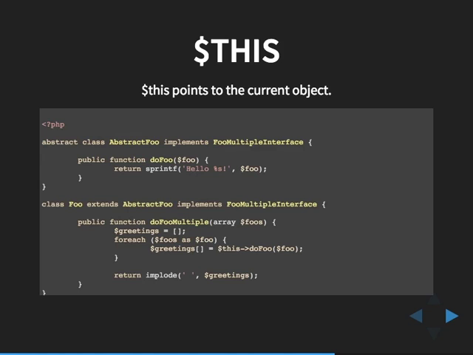So what it does here is, imagine that this is just the bar value that we created outside this class. We call the dofoo multiple method on that with the exact same notation as we here now call the dofoo method on the object itself. And this is useful, for instance, for splitting up functionality on a class.